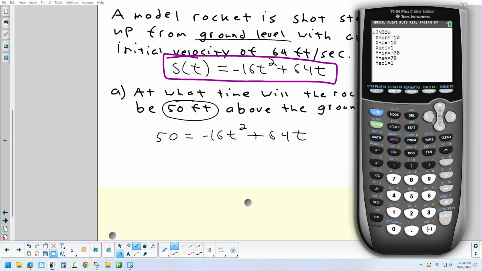Okay, I don't remember how our window was set up, but I do know when we're talking about time and height, they both have to be what kind of number? Positive. So negative time doesn't make sense. Neither does negative height. Okay, we're not launching an object into the ground. If it was going underground, then it could make sense, but we're not doing that. Okay, so let's set our window up like that.